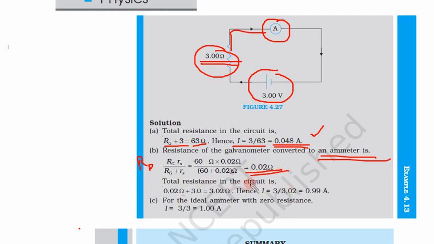Now what is the total resistance of circuit? This 0.02 ohm plus 3 ohm, that means 3.02 ohm. And again from formula V is equal to IR, I is equal to 3 upon 3.02, that means 0.99 ampere. Now the third ideal case, when we consider there is no resistance of the galvanometer. In that case, this ammeter will have 0 resistance, so total resistance is 3 ohm. So I is equal to 3 by 3, that means 1 ampere.